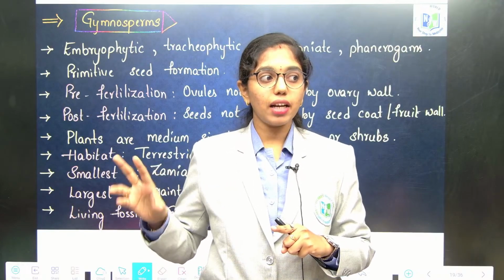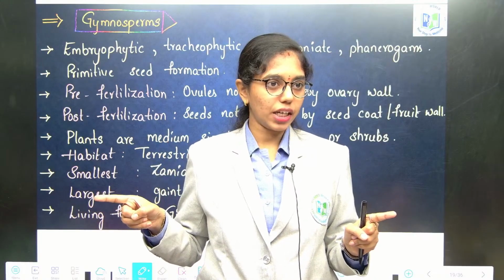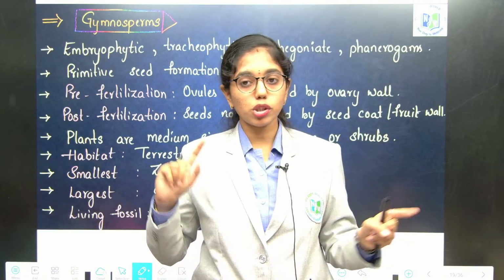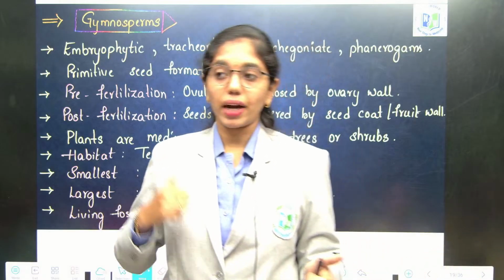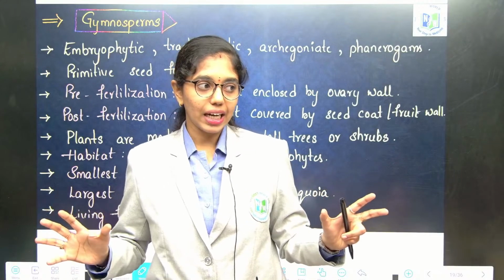Haploid spores are released either in homosporous condition or heterosporous condition. If they are released in heterosporous condition, they can be either microspores or megaspores. Microspores develop into the male gametophyte. Megaspores develop into the female gametophyte. Right? Till here it is clear.